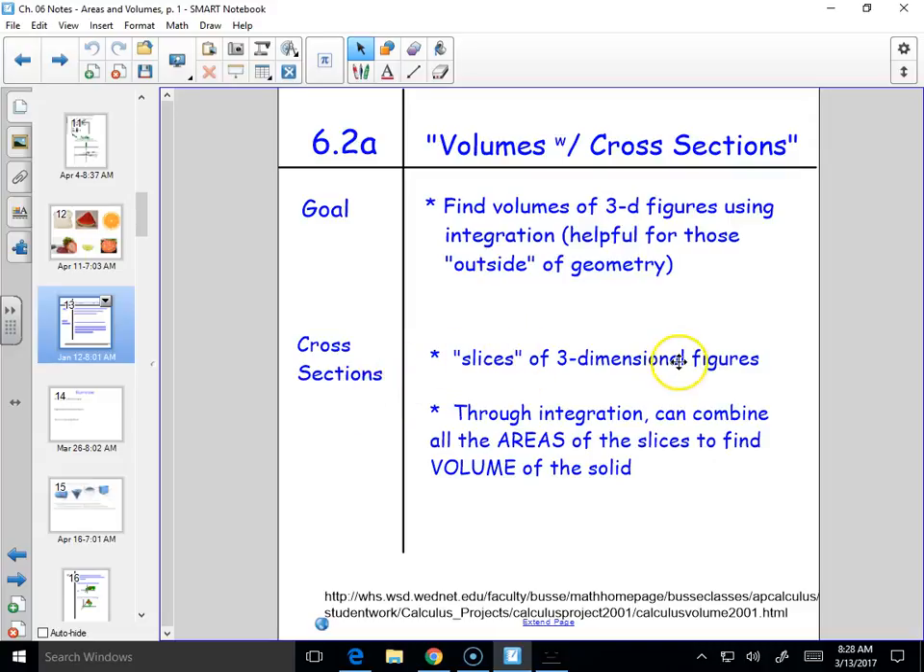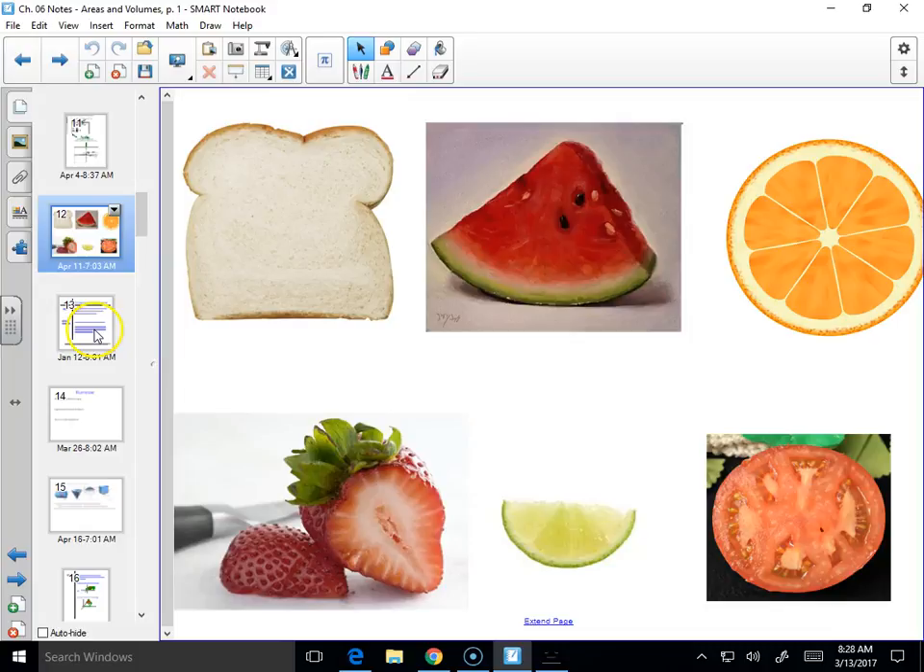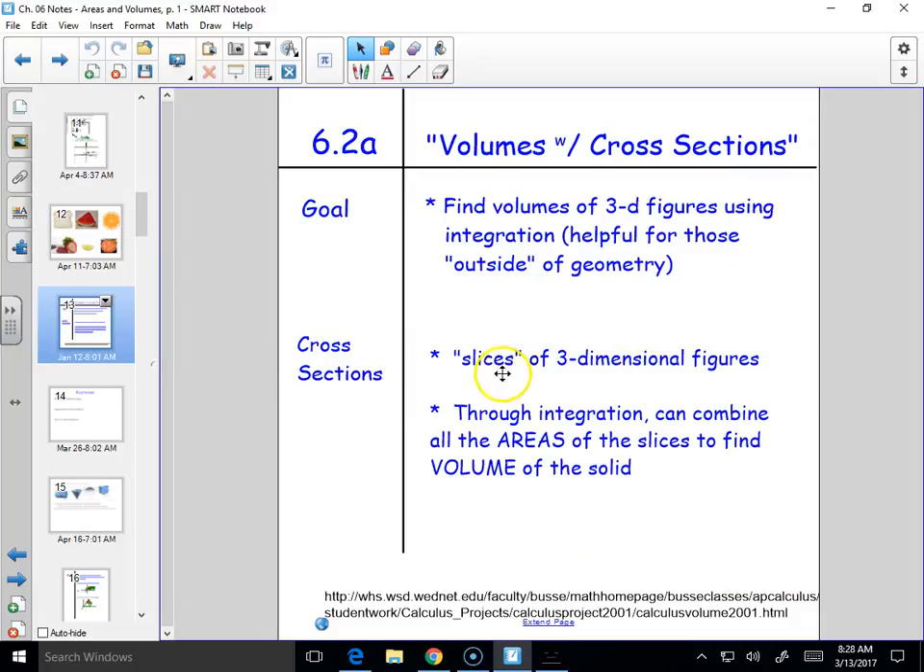Cross sections are slices of three-dimensional figures. If you guys already wrote that, maybe this makes a little more sense. Through integration, we can combine all the areas of the slices to find the volume. Wait. You can add areas to find volumes? Does that make sense? Yeah.